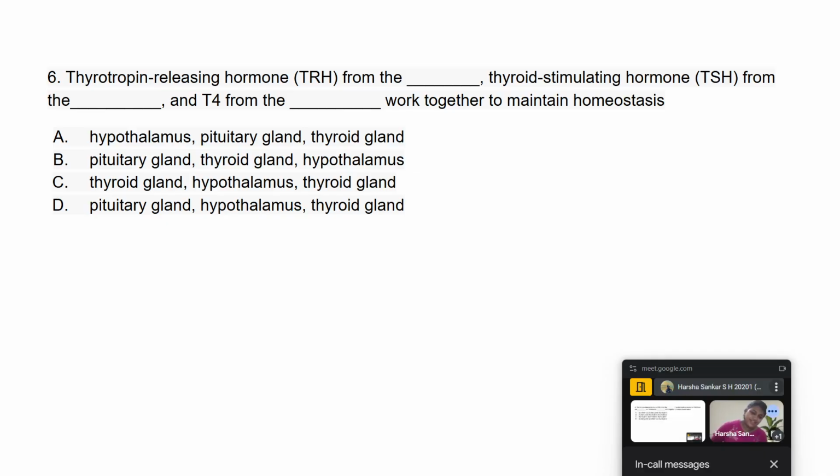Very good. Correct answer only. Correct answer is option A only. So whenever there is T4 required in that condition, first from hypothalamus produce TRH, which will go and act on anterior pituitary to make sure the release of TSH is happening, thyroid stimulating hormone. That will lead to the release of T4 from the thyroid gland.